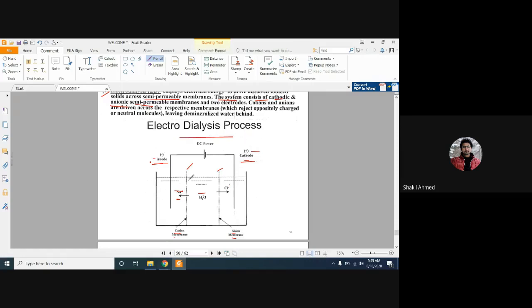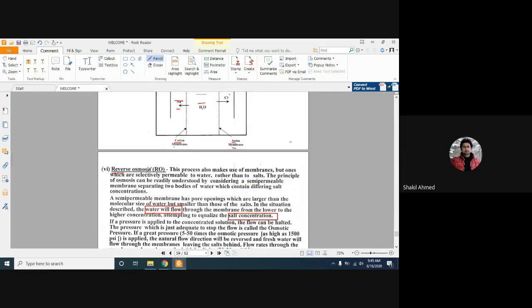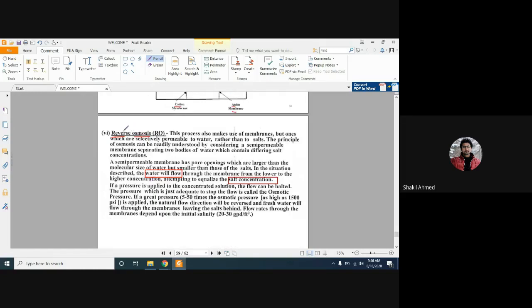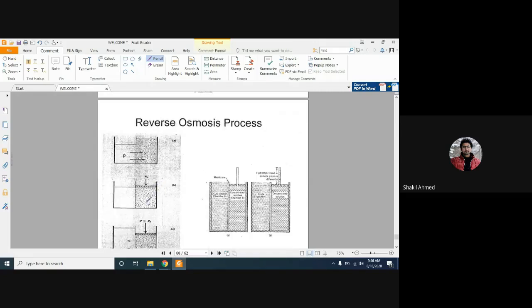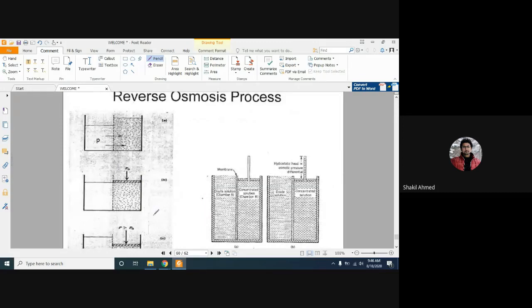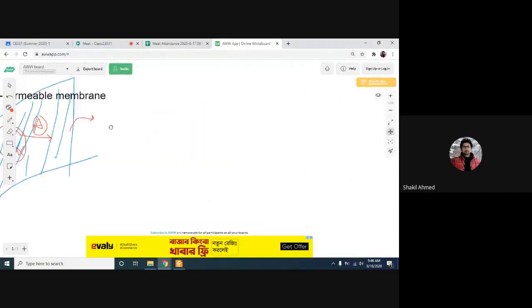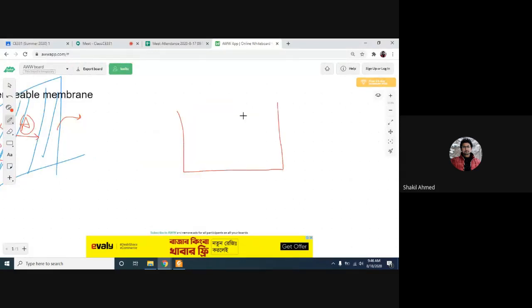Electrodialysis process. There is another process, that is reverse osmosis. The name itself tells you that this is something that is reverse to osmosis. First, let's see what is osmosis. If you have salt water here, I mean saline water, let's call it saline water. This is saline water, and this is fresh water.